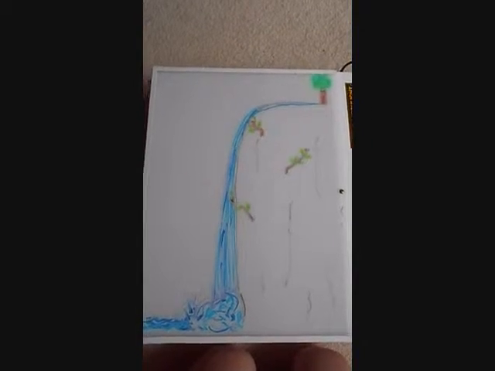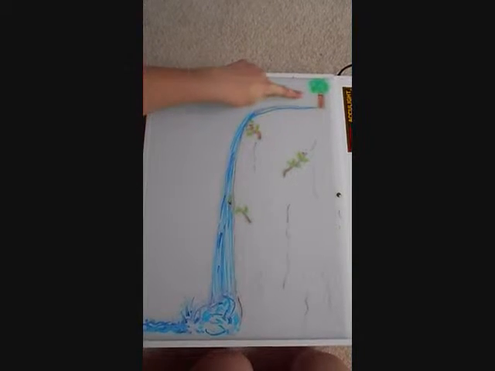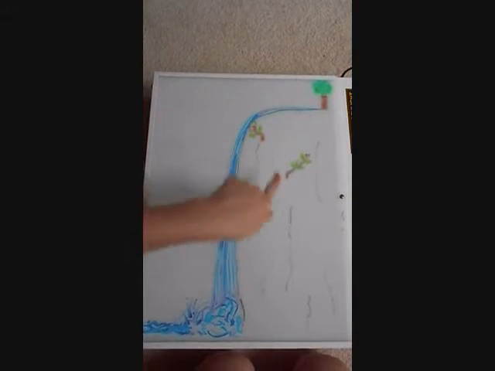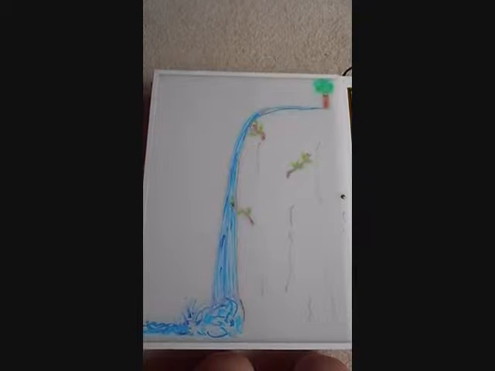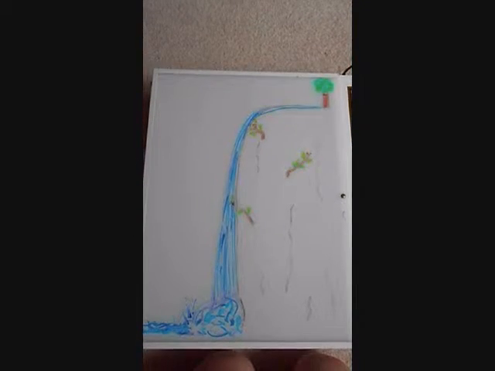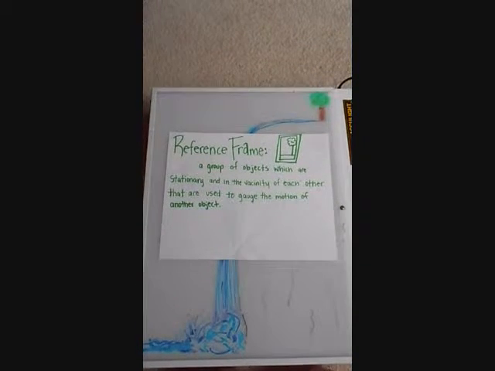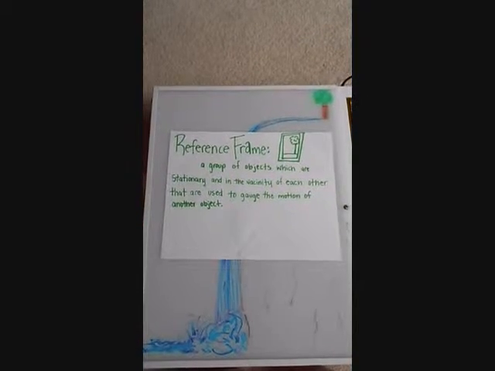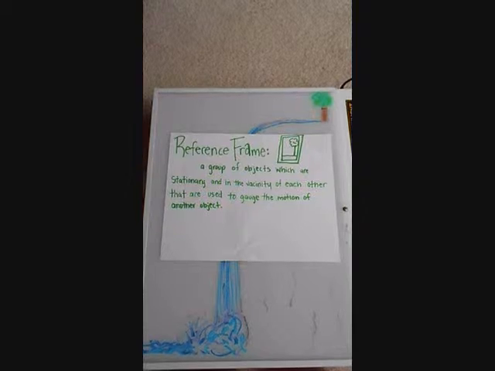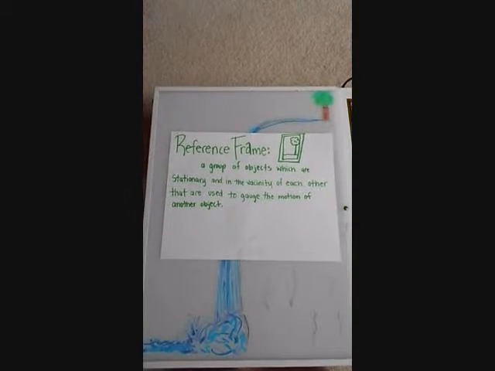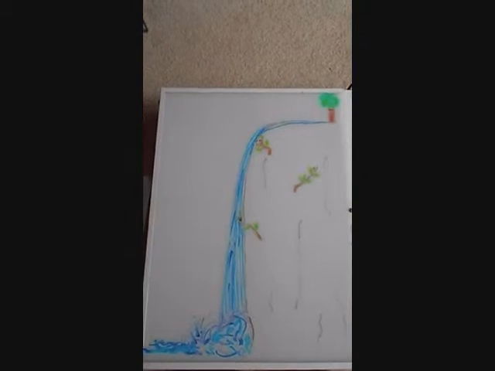Today, our reference frame is Niagara Falls. Notice how the tree, the waterfall, and the cliff do not move in relation to each other. This type of system is called a reference frame. A reference frame is a group of objects which are stationary and in the vicinity of each other that are used to gauge the motion of another object.